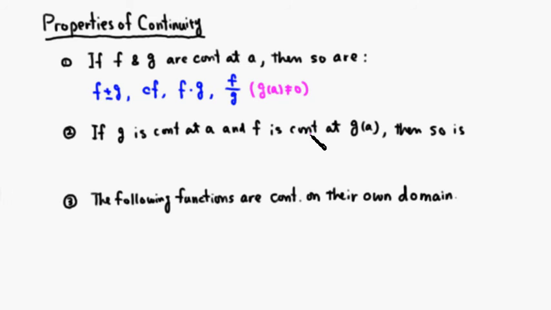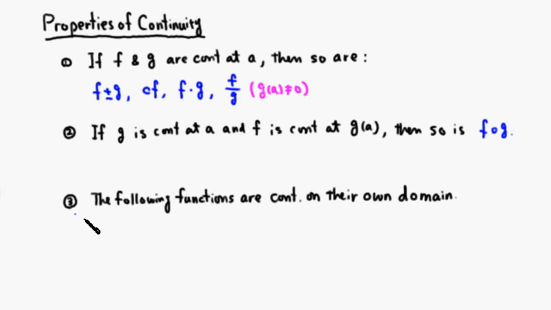then f is continuous at g of a, then we know that f of g is also continuous. And the third one, the following functions are continuous on their own domain. It's actually almost all the functions that we know of.